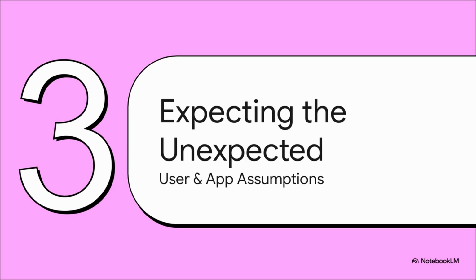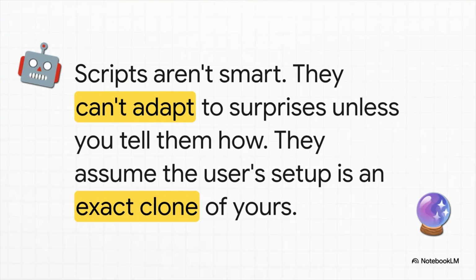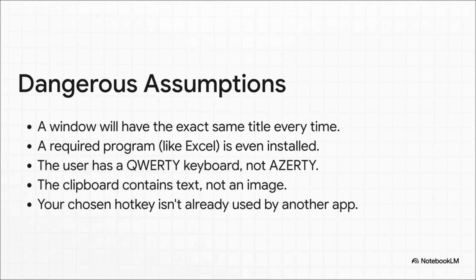All right, so we've talked about the machine itself, the hardware, the files, but you know what the single most unpredictable part of any computer is? The person using it. Scripts often fail because they expect the user and all their software to act in one and only one very specific way. Here's the thing you've got to remember. Scripts aren't smart, not at all. They're like incredibly literal robots. They don't think for themselves, and they can't adapt to surprises unless you spell out exactly what to do. They just follow their instructions to the letter and assume that the user's setup is a perfect mirror image of your own. And oh boy, do they make some dangerous assumptions.